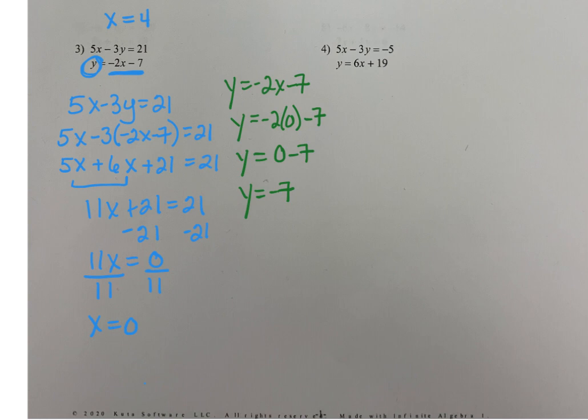Okay, so then the answer, my solution to this system of equations, I'm putting this in an ordered pair, x equals 0, y equals negative 7, and this is my answer. My x value is 0, my y value is negative 7. Okay, so that takes care of questions number 1 and 3. For homework, if you'll do numbers 3 and 4, I'm sorry, 2 and 4.